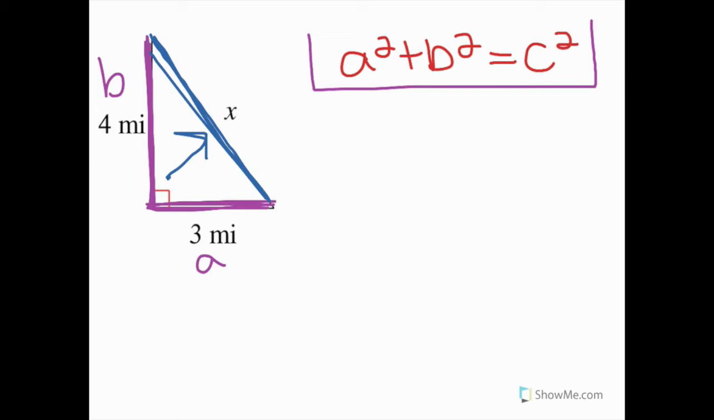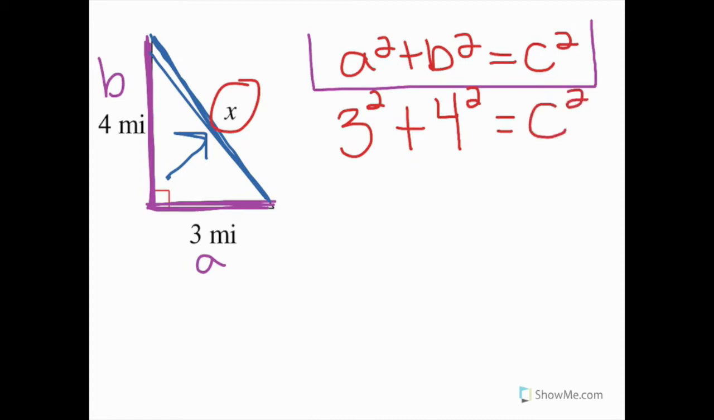So when I go to plug in these numbers, I'm going to use 3 for A, but don't just write 3. You're plugging in 3 for A, but it's 3 squared. Don't forget to bring that exponent down. Bring the plus sign down, and then I'm using 4 for B, so I plug in 4, but don't forget to bring down the 2 for the exponent. And we're trying to find out what X is, or what the hypotenuse is, so I'm just going to leave that how it is, and bring down the C squared.